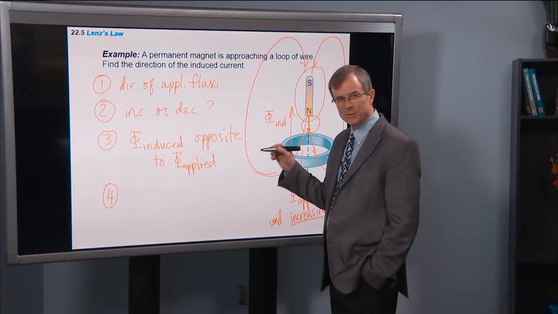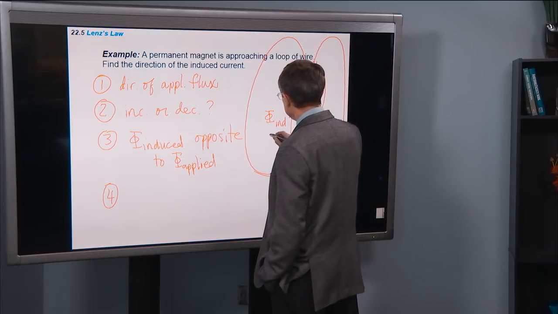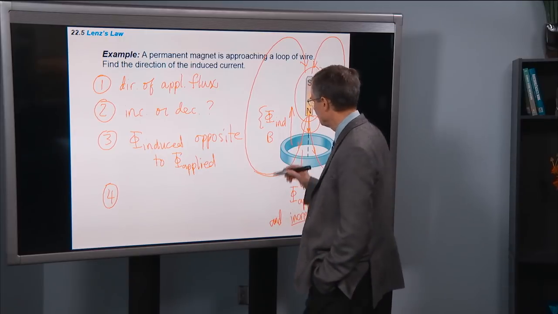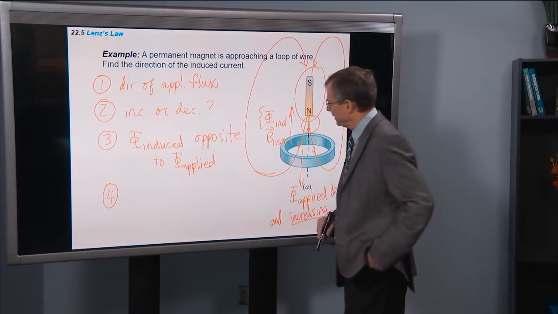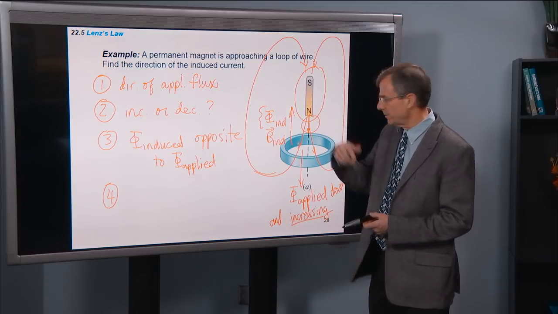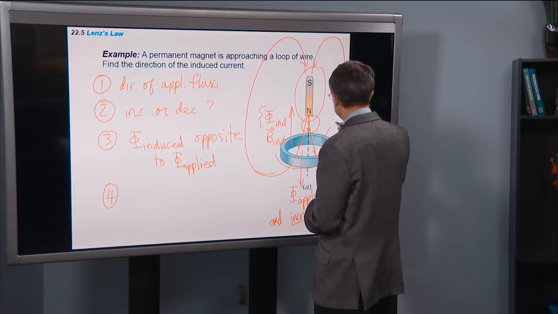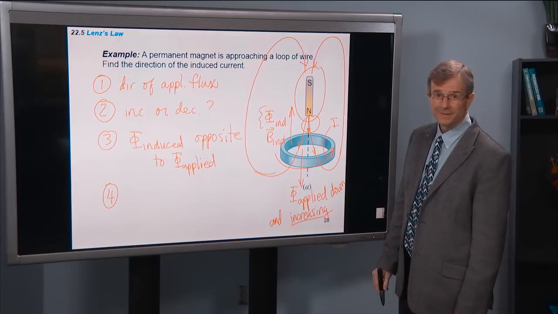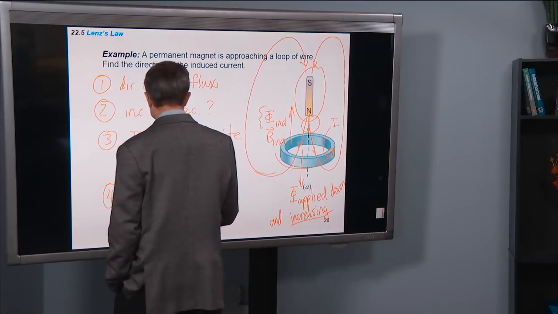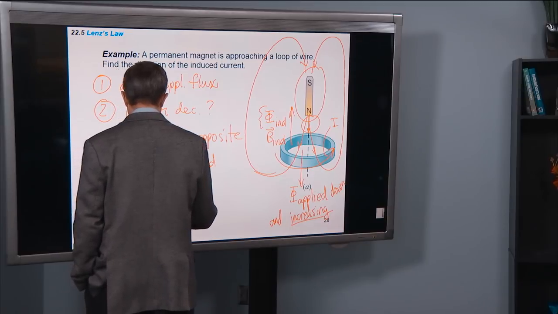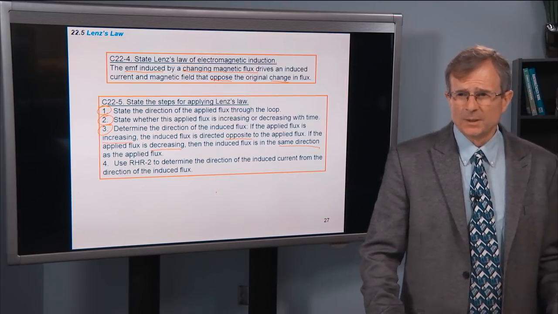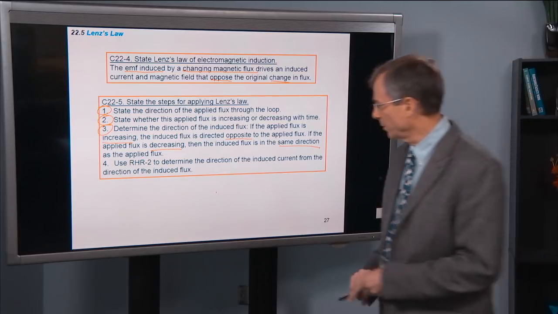So this is the direction of the induced magnetic flux, and the direction of the induced magnetic flux will always be in the same direction as the induced magnetic field. So if I now place my thumb in the direction of that induced magnetic field, my curling fingers will give the direction of the current induced in that coil. That's the way that works. Direction of the induced current from the direction of the induced flux. And that's the way that works.